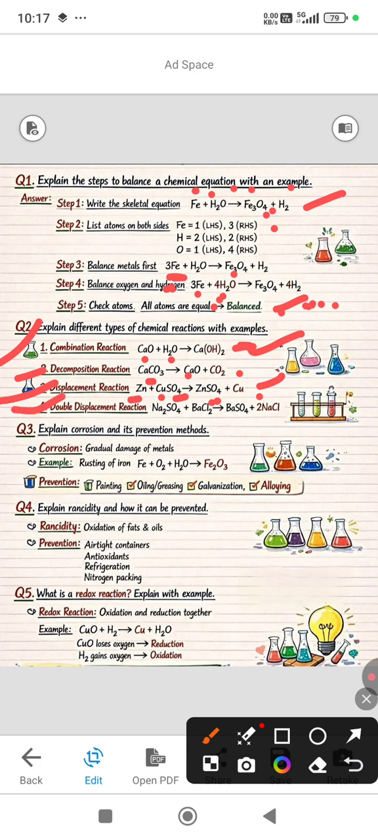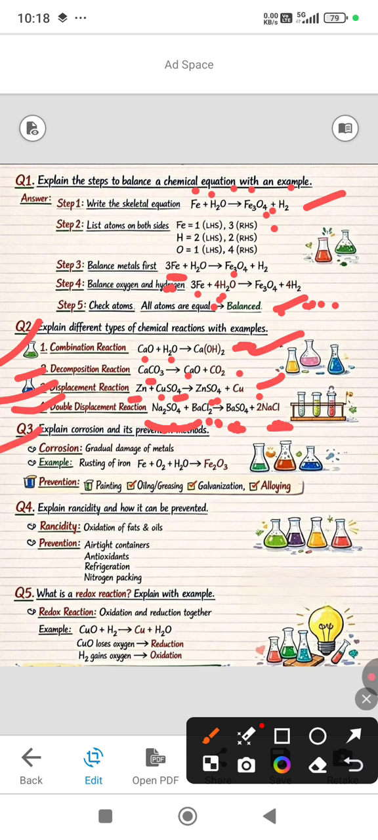Number 4, double displacement reaction. In double displacement reaction, two atoms are displaced by each other. Here Na is displaced and it combined with Cl, and Ba is displaced and it combined with SO4. So when we react Na2SO4 and BaCl2, it gives BaSO4 and NaCl. We can clearly see that here Na is displaced and in place of Na we have Ba, and in place of BaCl2 we have NaCl.